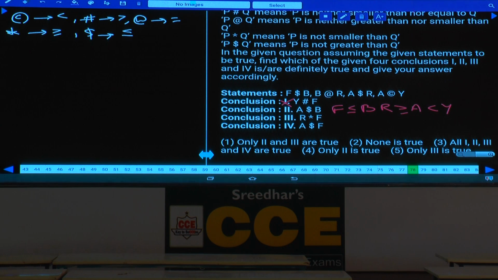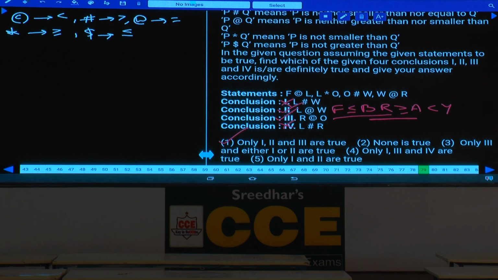Then A dollar. Dollar is A lesser than or equals to B. Now B greater than or equals to A means A lesser than or equals to B, definitely true. Then the third one, R star. Star stands for R is greater than or equals to F. R greater than or equals to F, definitely true. Then A dollar. Dollar stands for A lesser than or equals to F. Now between F and A, one lesser than, one greater than, two opposite symbols, no relation. Hence what is your answer? Only 2 and 3 follow, and it is given in choice 1. 78, choice 1.